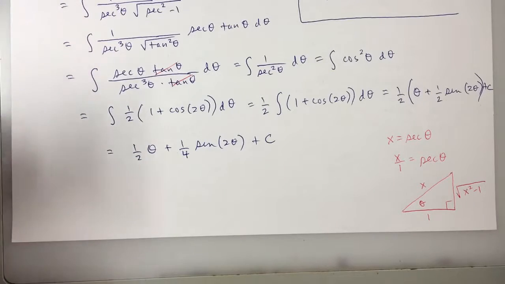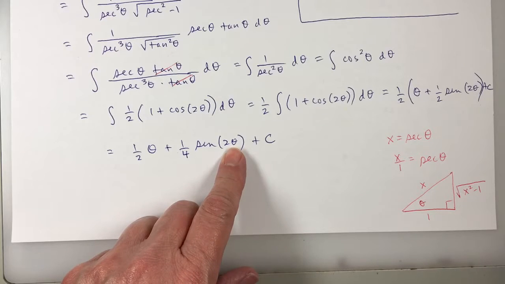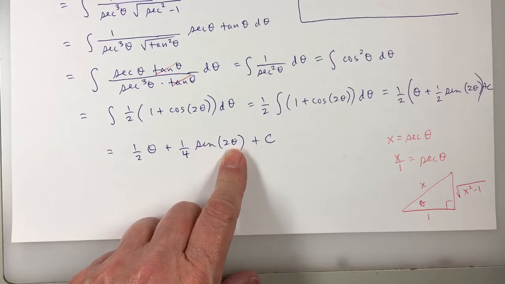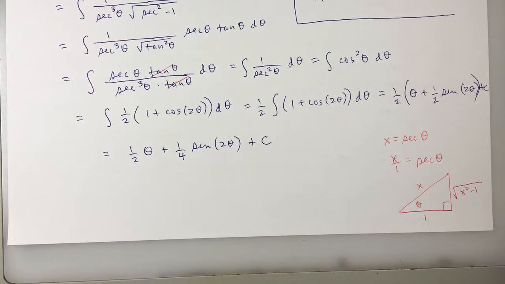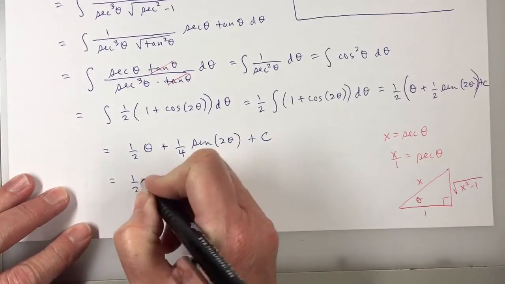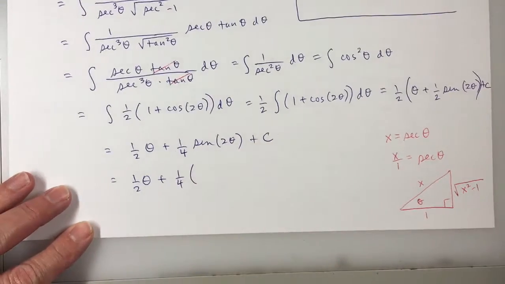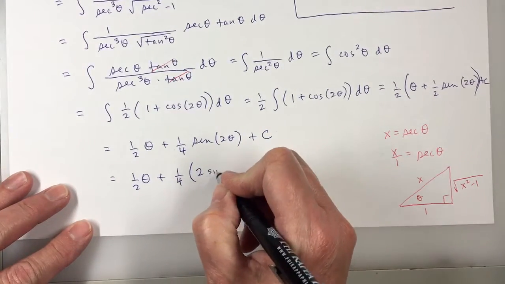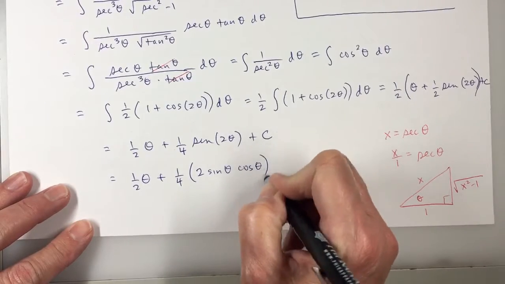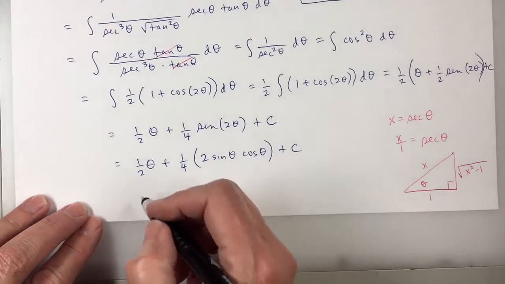And I want to go back to x, and the problem here is I have 2 theta. So guess what? I need a trig identity for that. I need the double angle identity for sine. So before I can start substituting x back in there, I want to take sine 2 theta and write that as 2 sine theta cosine theta plus c. And then I can read my sine theta and my cosine theta from the triangle.